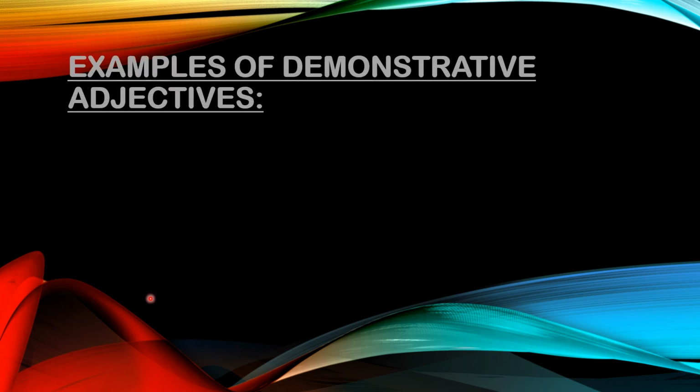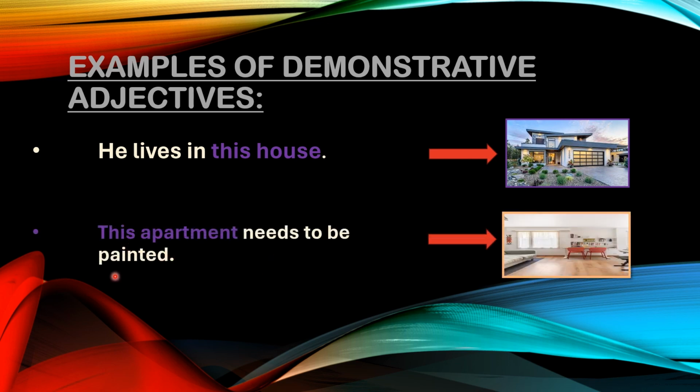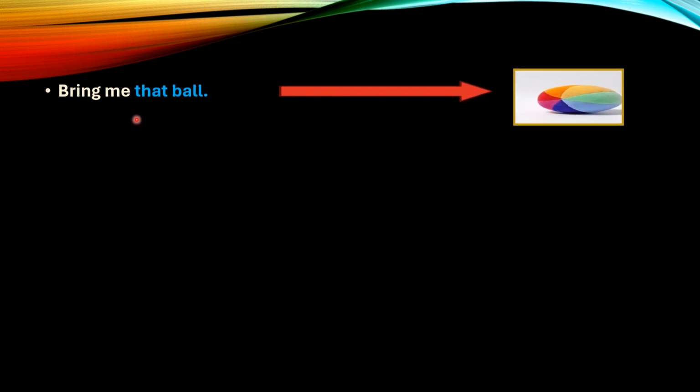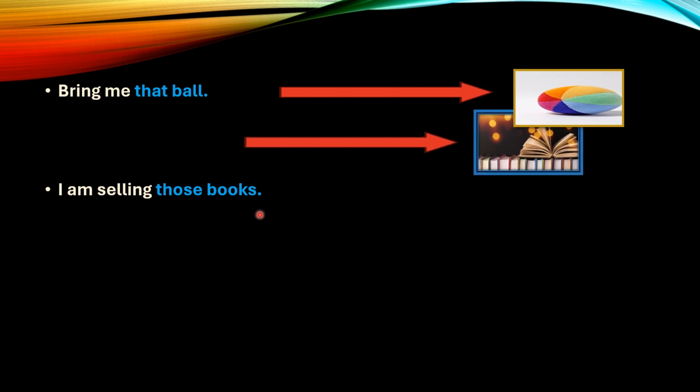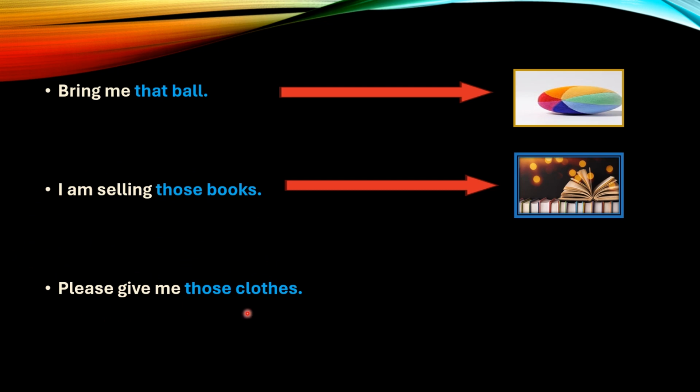Examples of demonstrative adjectives. He lives in this house. This apartment needs to be painted. More examples. Bring me the bowl. I am selling those books. Please give me those clothes.